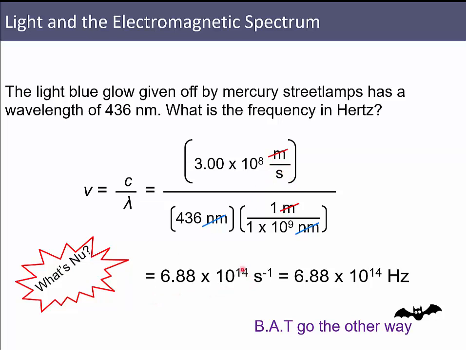So 6.88 times 10 to the 14 per second, or 6.88 times 10 to the 14 hertz. And you want to be able to go the other way. So if I gave you something in hertz, could you give me the answer in nanometers?